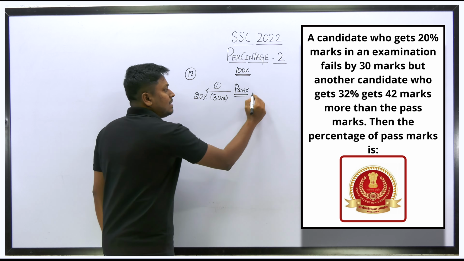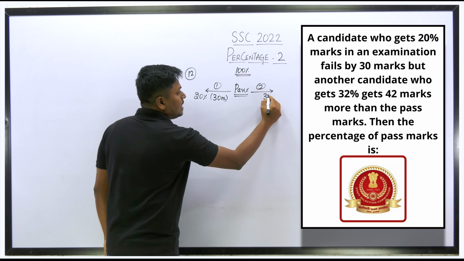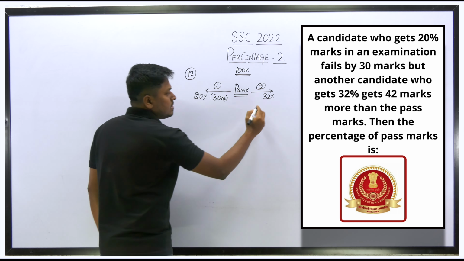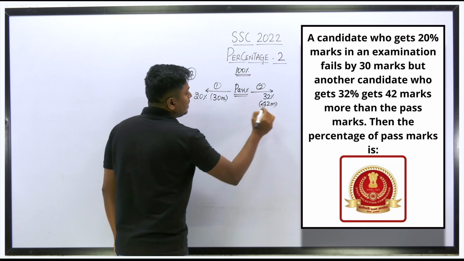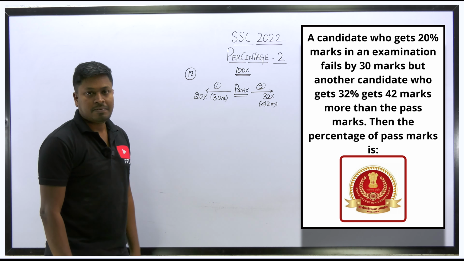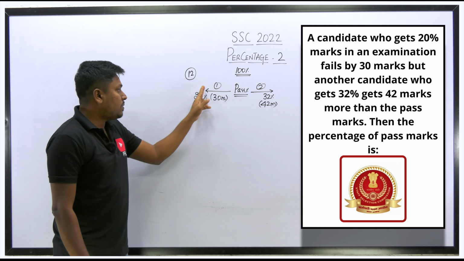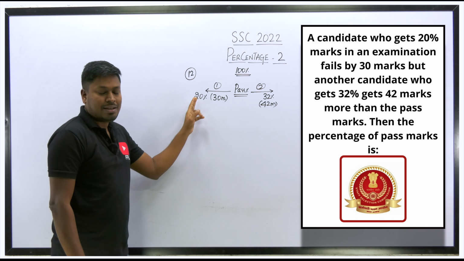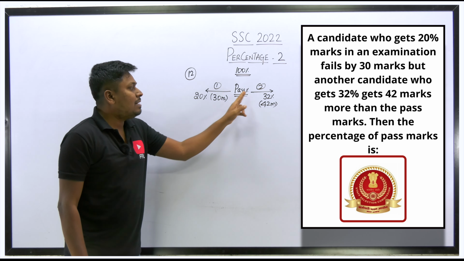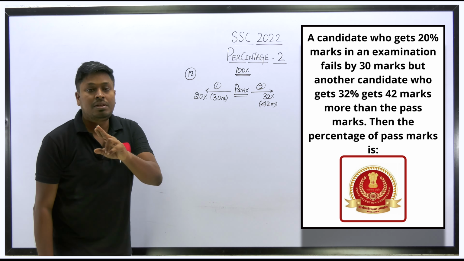Similarly, the second candidate cleared the exam by getting how much percentage? He got 32% and he cleared the exam. But he got how much more than the pass mark? Just see, 42 marks more than the pass mark. So our target is to find what the pass percentage will be. So you know the shortcut, right? Just listen here. From the pass percentage, 20% will be the fail mark. He failed. If he had secured 30 marks more, he could have cleared the exam. Similarly, the second candidate secured 32% and got 42 marks more than the pass mark.